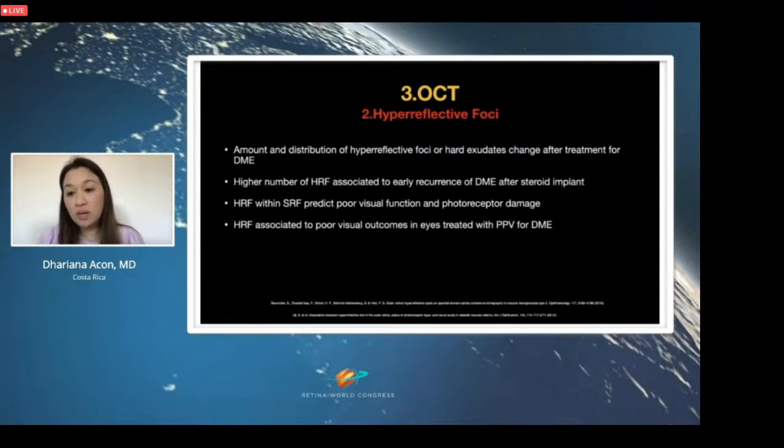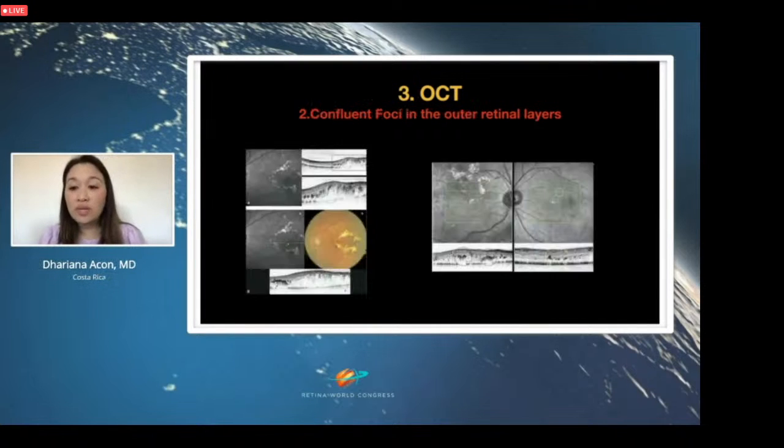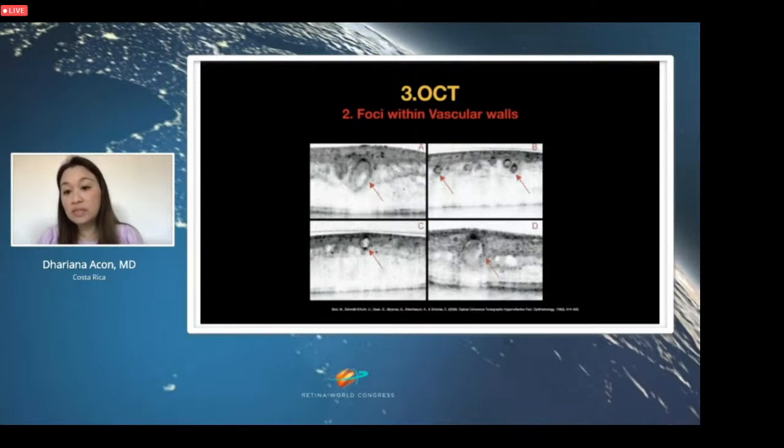Also, when associated with subretinal fluid, they can predict poor visual function, photoreceptor damage, and poor visual outcomes in patients treated with vitrectomy. We can find these foci in all retinal layers, in septa between cystoid spaces, and in the outer border of the neurosensory detachment, as you can see in these images. Also, we can find these foci in a confluent configuration and within vascular walls of microaneurysms.